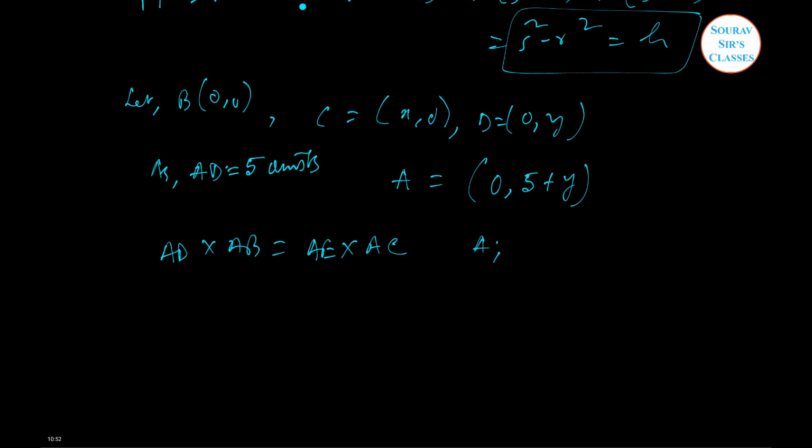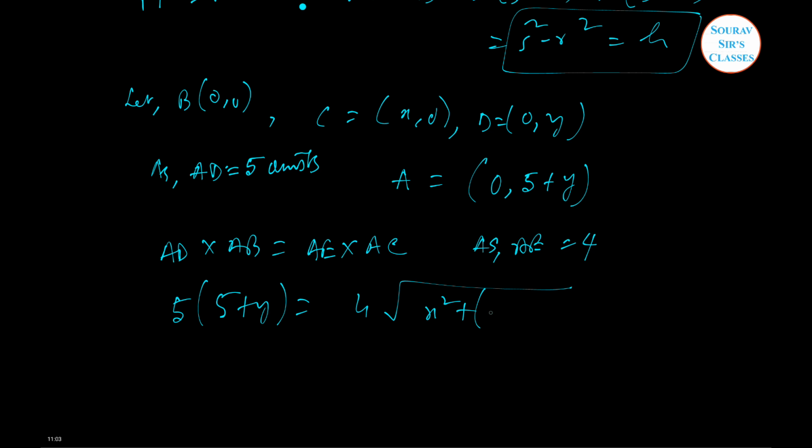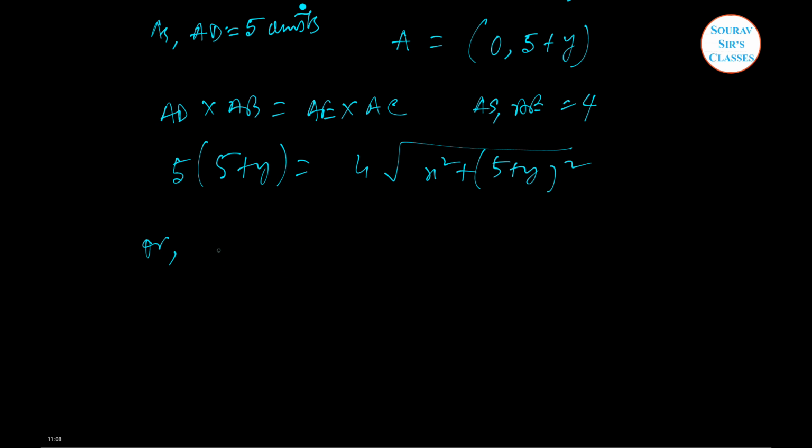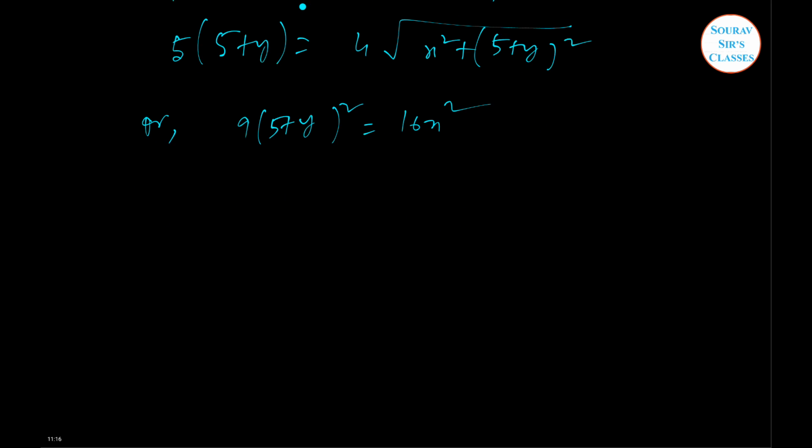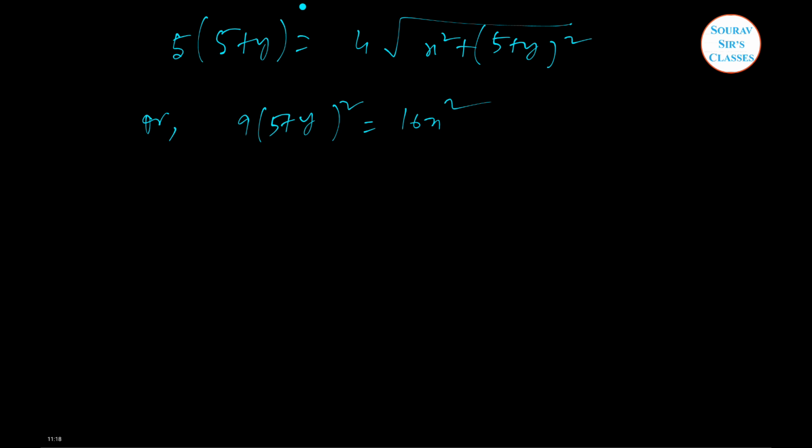As AE equal to 4 units, so we can write 5 into 5 plus y equal to 4 into root over x square, and the formula of triangles, this thing. So ultimately we can square both sides, so this will come down to 5 plus y is 16x square. Now x, y are positive, so we can take the square root of both sides, so we can write 3 into 5 plus y equal to 4x. So y equal to minus 5 plus 4x divided by 3.